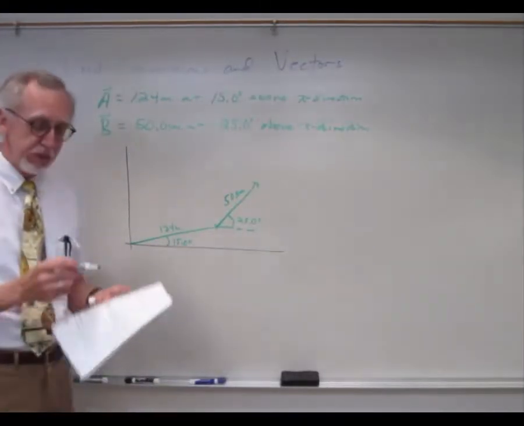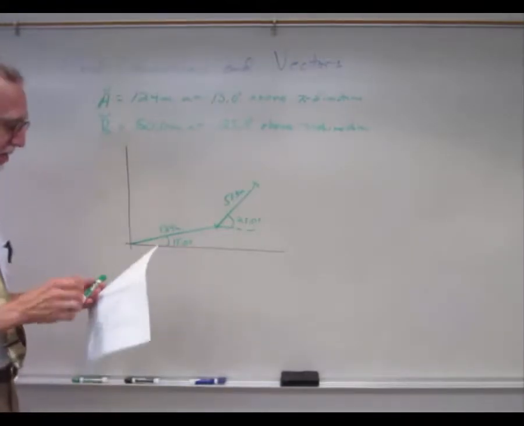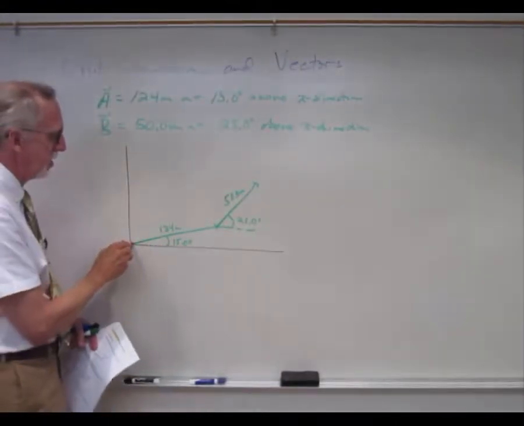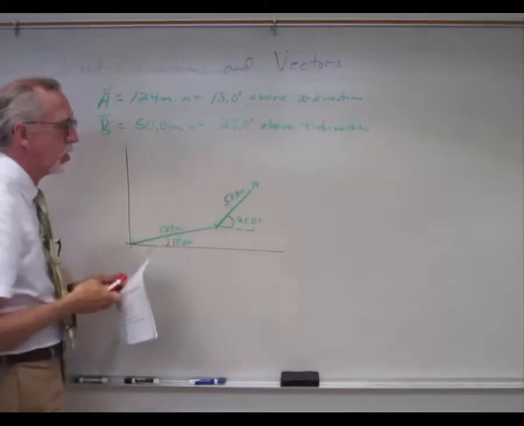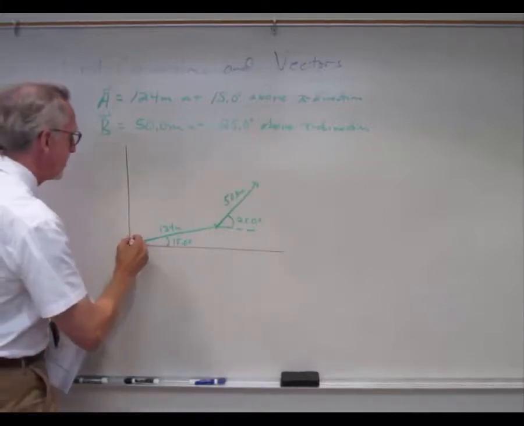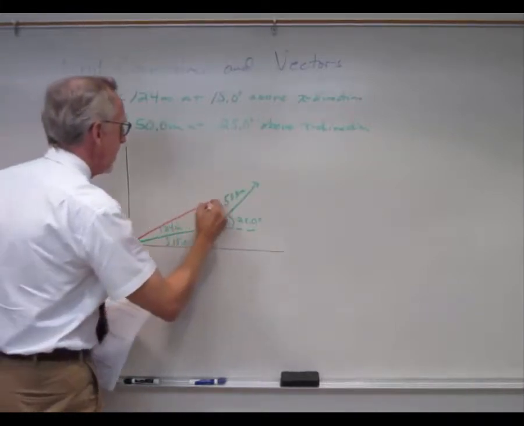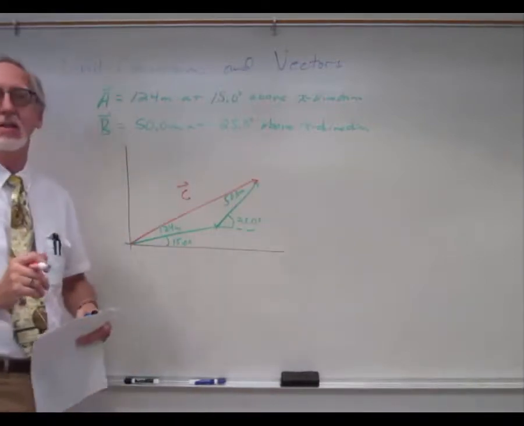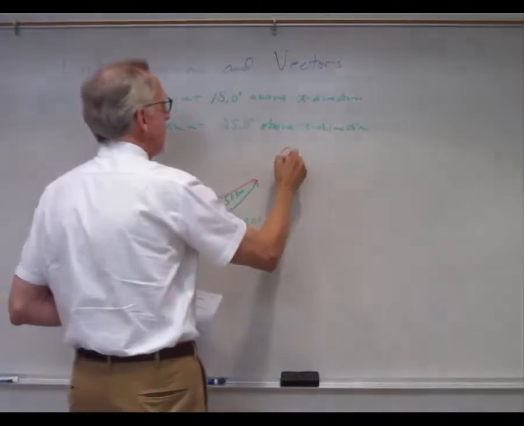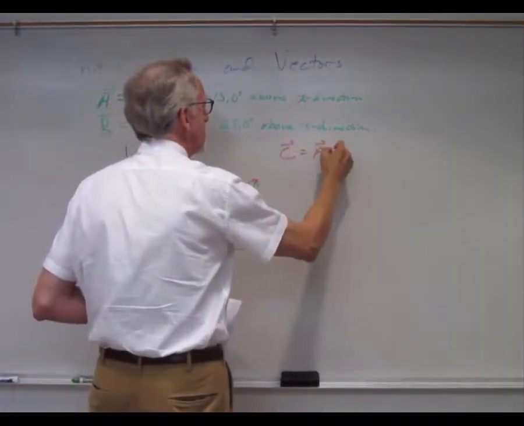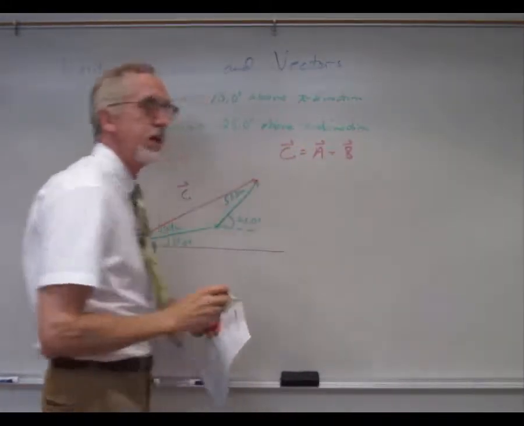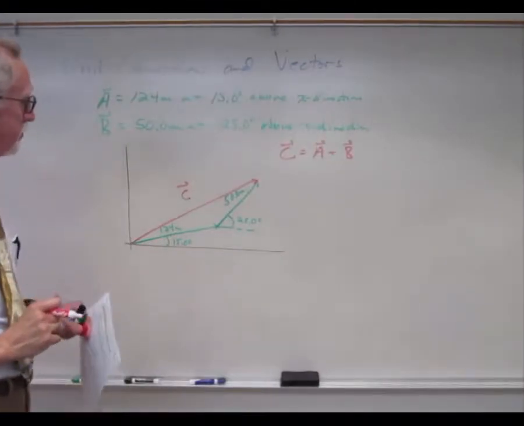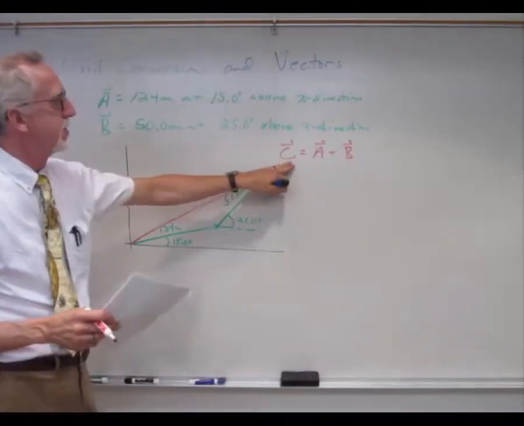Now, what's our final resultant displacement? Well, again, this is where we started. This is where we ended up. So our resultant displacement is going to go from the initial point all the way to the final point, and we'll call that our resultant displacement C. So that C vector is equal to A vector plus B vector. Okay, there we go.